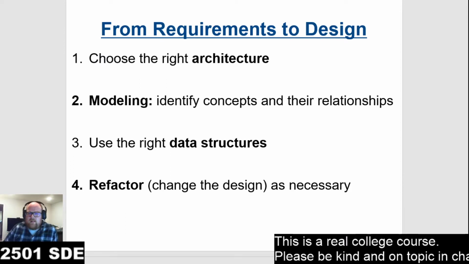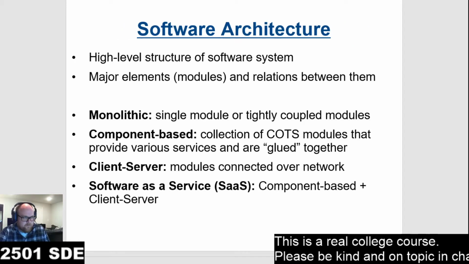We've actually already talked about a lot of these. For example, we've talked about UML modeling. How do we go from identifying concepts and their relationships in order to design something? We've talked about using the right data structures when we talked about efficiency, the right data structures, the right algorithms. We've talked about refactoring a little bit. Next week, we're going to talk about design patterns. How do we go from requirements to design? We select the right design patterns. But for now, we're going to focus on choosing the correct architecture.